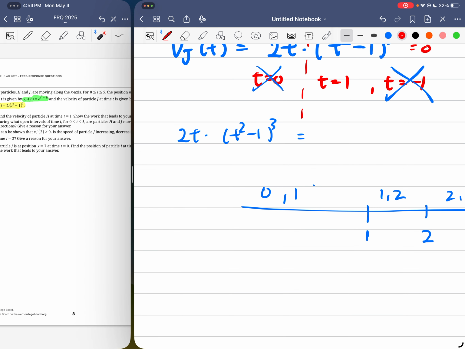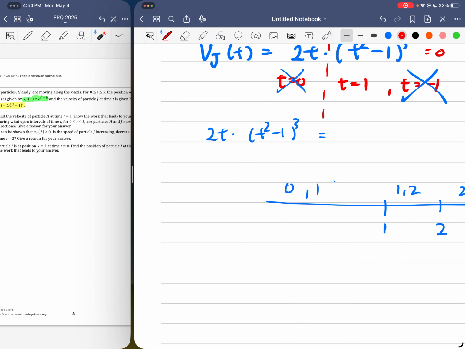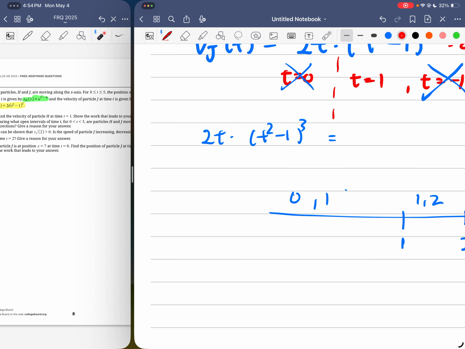So let's choose any number between 0 and 1. Let me choose 1/2. This is going to be positive. 1/2 squared is 1/4, minus 1, to the third power is going to be negative. So positive times negative is negative. So this is negative.